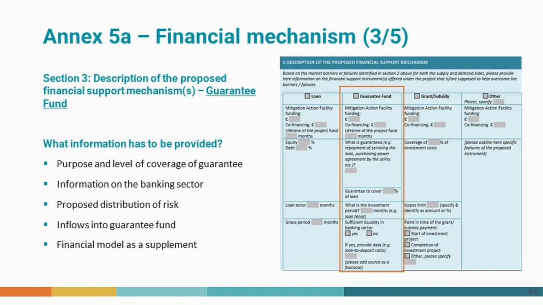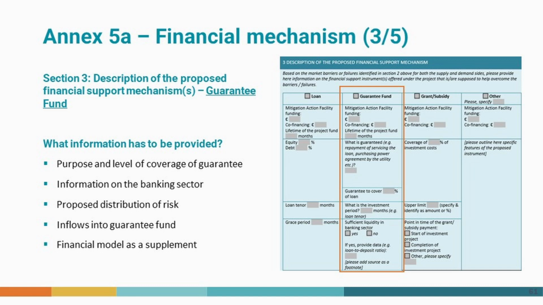In the case of guarantees, you are asked to provide information on the banking sector, such as the level of liquidity exemplified by loan-to-deposit ratios and market information, such as number of commercial banks active on the market, commercial guarantee schemes available on the market, and any other information that helps describe the level of maturity of the financial market.